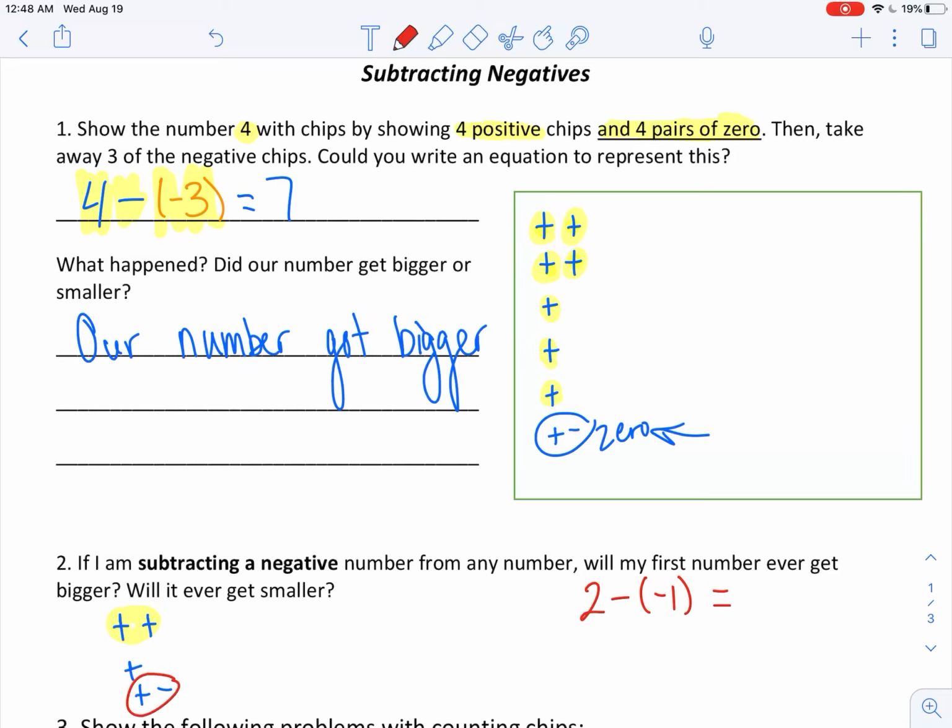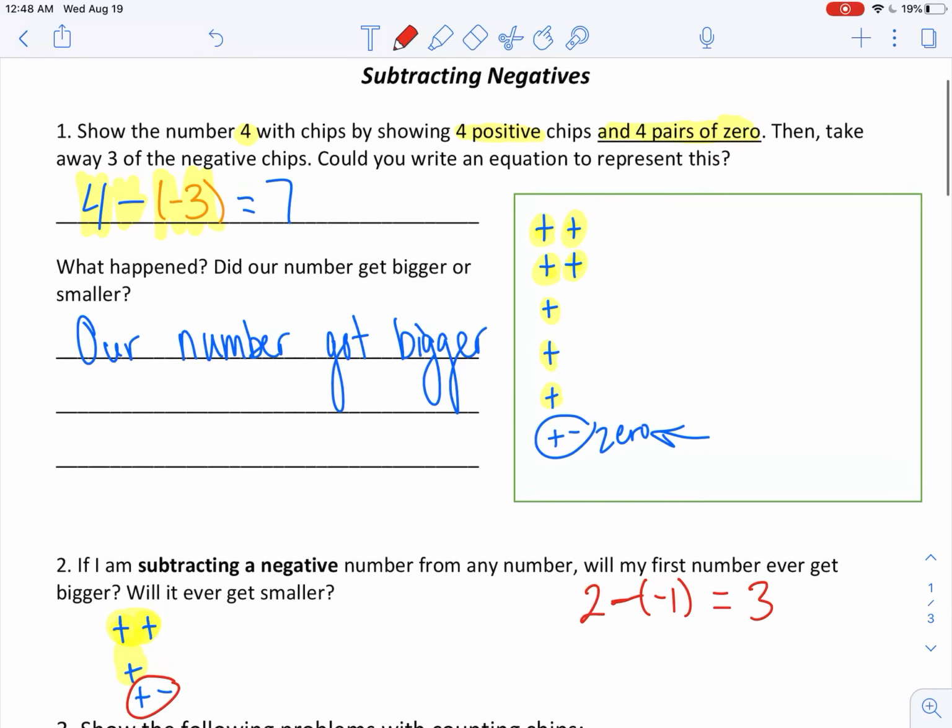I've got a pair of 0 there. I've got 1, 2, 3 positives. So 2 minus negative 1 is 3. And just like your teachers might have said in the past, anytime you're subtracting negatives, you can just change that sign to a big plus sign. So 2 minus negative 1 is the same thing as 2 plus 1.